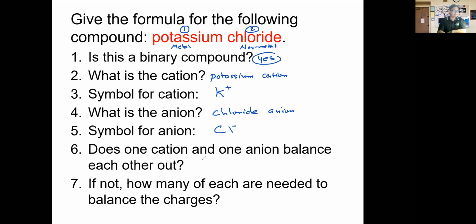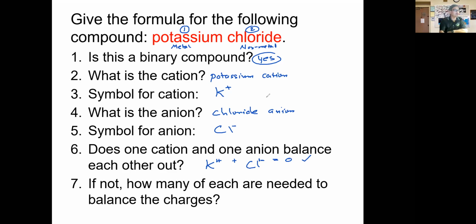The next question is, if we combine them together in a 1-to-1 ratio, if we have just one potassium and one chloride, will the charges balance? Well, let's consider this here. This is a 1 plus, and this is a 1 minus. If you add those together, do we get 0? The answer there is yes. So we only need one potassium cation and one chloride anion to balance out the charges.